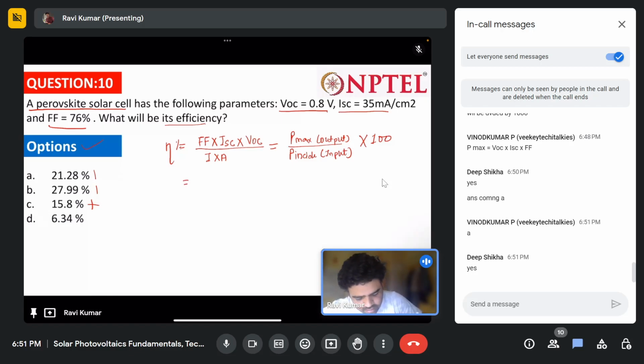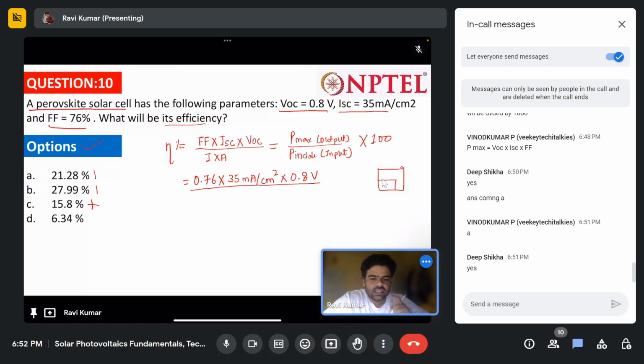It's like we have fill factor 76%. We can write 0.76 into our ISC 35 milliampere per centimeter square into VOC is 0.8 volt. See, current is depending on the surface area, but voltage is not. So even our solar cell is that much large or just a part of the solar cell, our voltage will remain same. So that's why voltage is not given at per centimeter square or something else. Then we will divide, and for the standard test condition, we take 1000 watt per meter square and n into area.